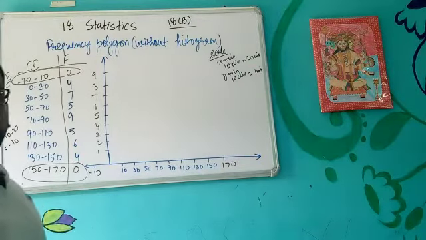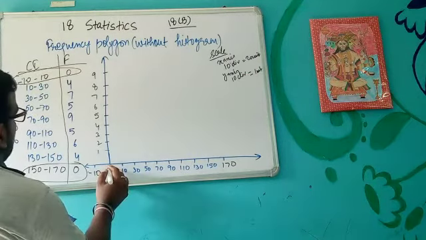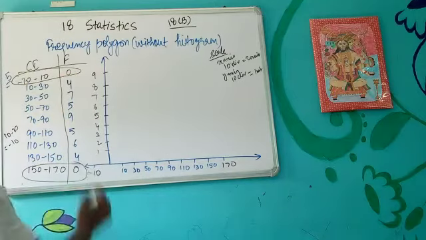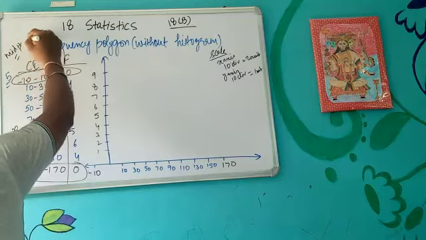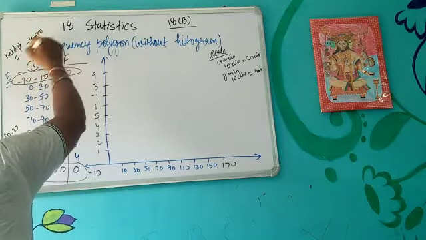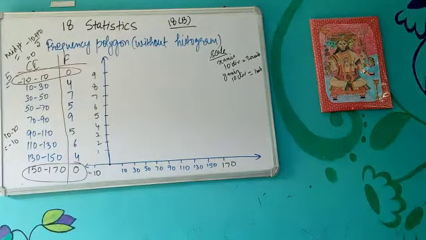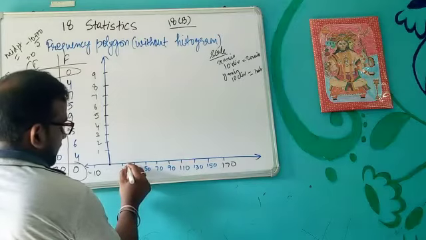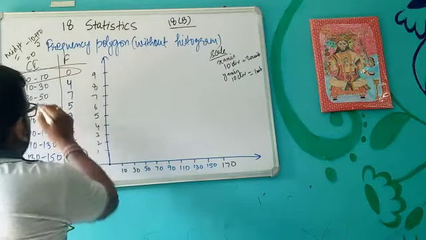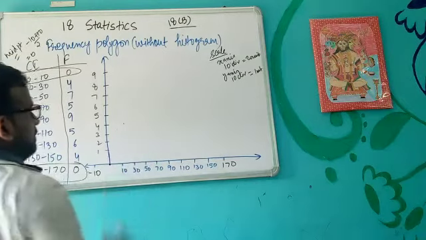Then we don't construct the histogram. First we will find the midpoint. So this is the interval from minus 10 to 10, and if you find the midpoint, it is minus 10 plus 10 by 2, that is 0. So this is the first midpoint. Then between 10 to 30, exactly here, and the frequency is 4. So it will be the midpoint.